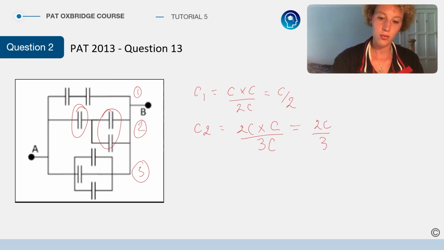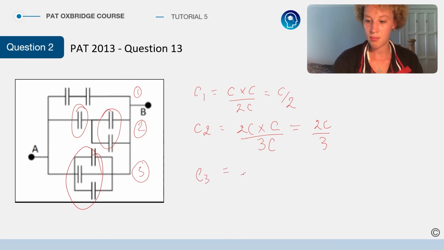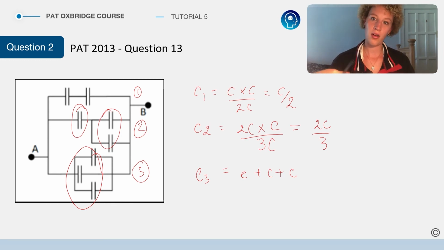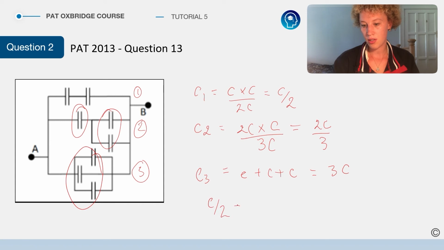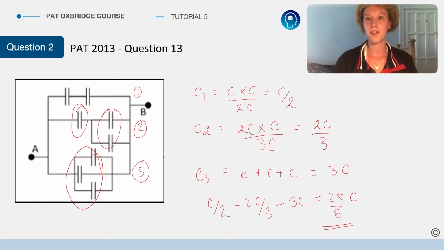And this final row, C3, is going to simply be C plus C plus C, because all these capacitors are in parallel and they therefore combine like resistors in series. So this C3 is just going to be 3C. Now if you combine all these together, so C over 2 plus 2C over 3 plus 3C, we get 25 over 6 C, which is the correct answer.